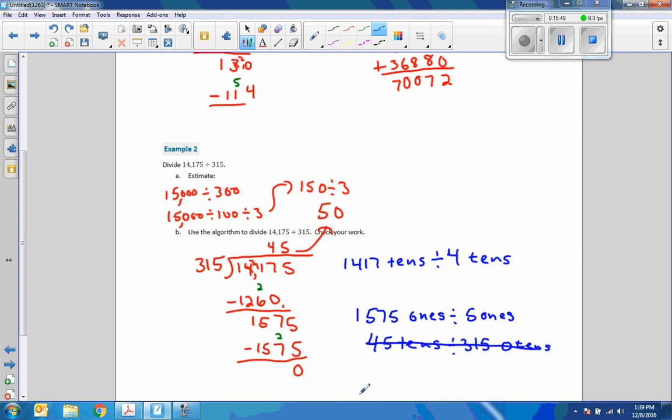So that's it. So 1417 times 10 would give me 14,000. So 1,417 tens is 14,000 divided by 4 tens. So 4 tens is 40. 5 ones is 5. Okay, this is a little tricky, and I don't know if it's going to work out for you, but just give it a try.